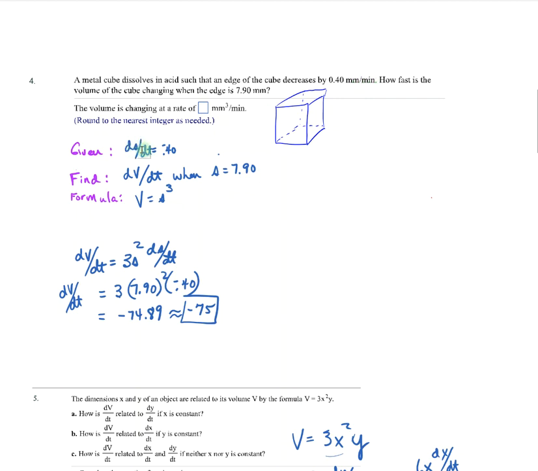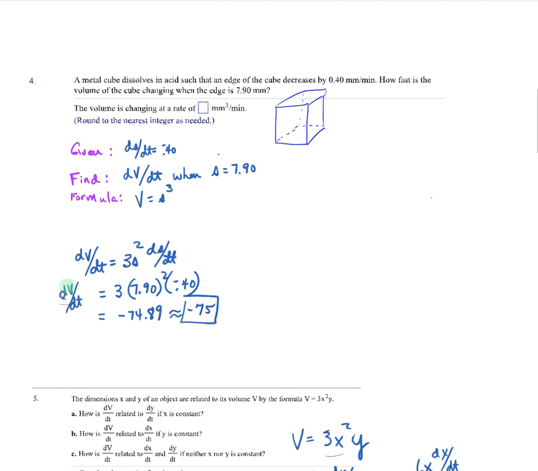So ds/dt, if s is the side, is negative 0.40 because that's a rate. You're supposed to find the volume rate of change. So find dV/dt when s is 7.90, because the sides are changing as it's melting. We need to know the volume of a cube formula, and when they're all the same side, it's just s cubed. So here's our formula that we're going to differentiate. dV/dt on the left equals 3s squared ds/dt.